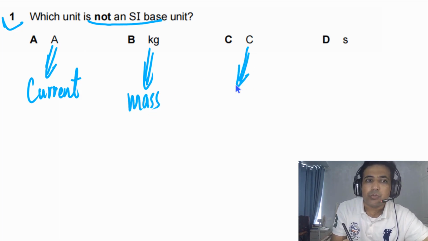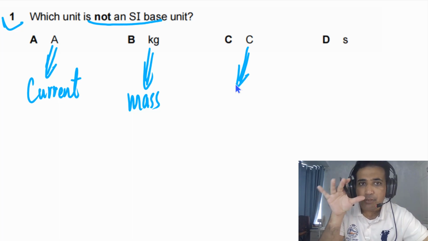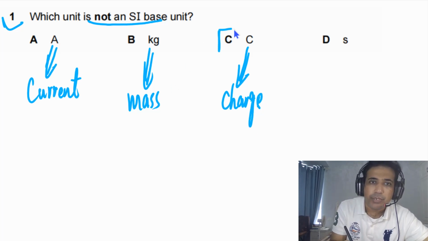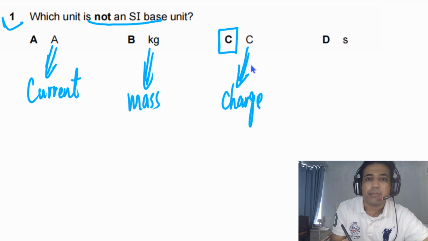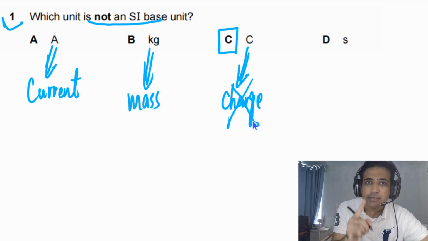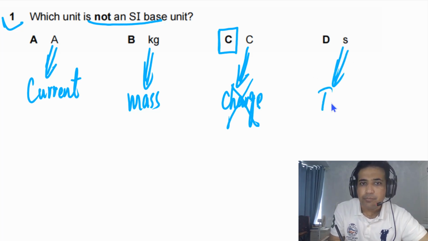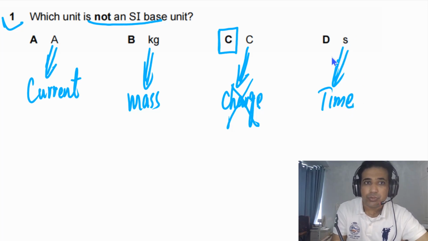Coulomb. Coulomb is not an SI base unit, and this is also not an SI base quantity, because charge is not an SI base quantity. So our answer for this question has to be C. Second, this is the unit of time, and time is an SI base quantity, and this is an SI base unit. So the answer for this question is C.